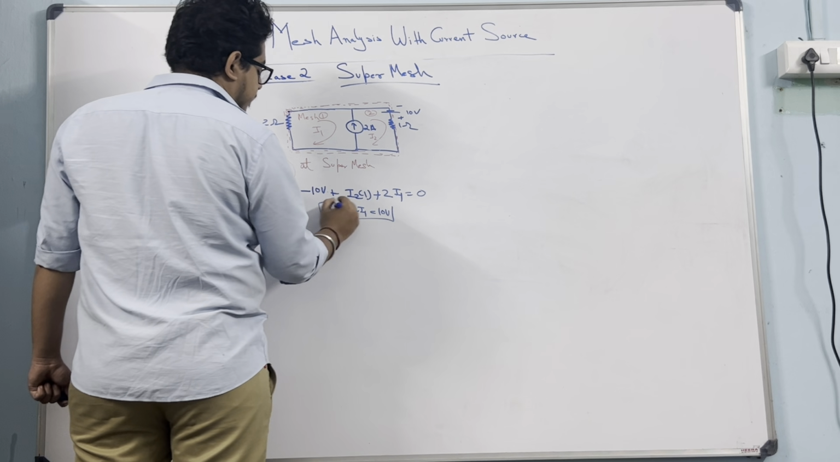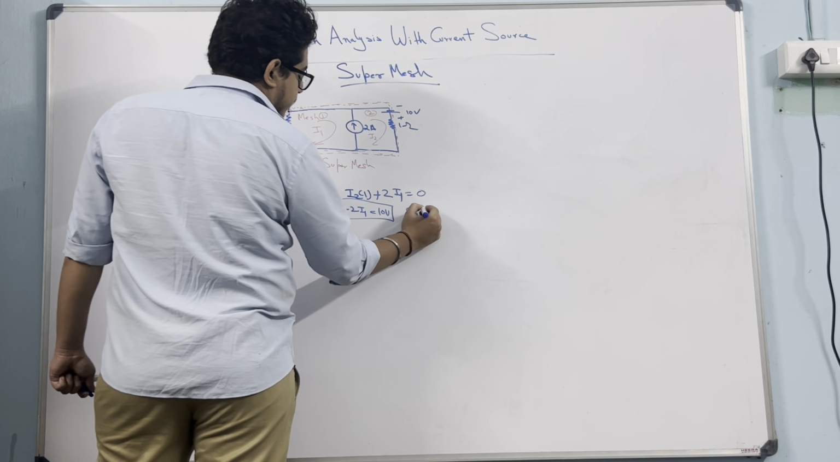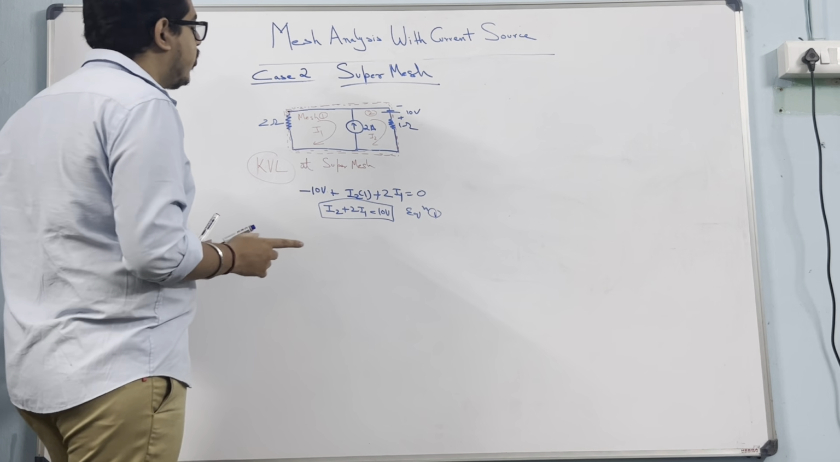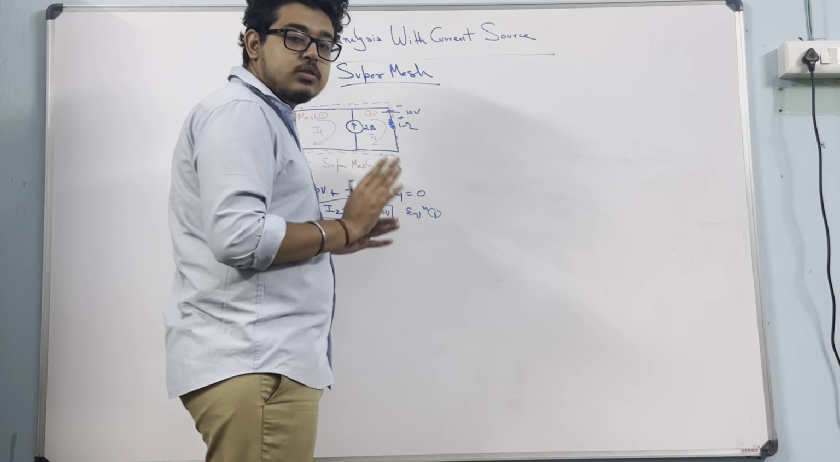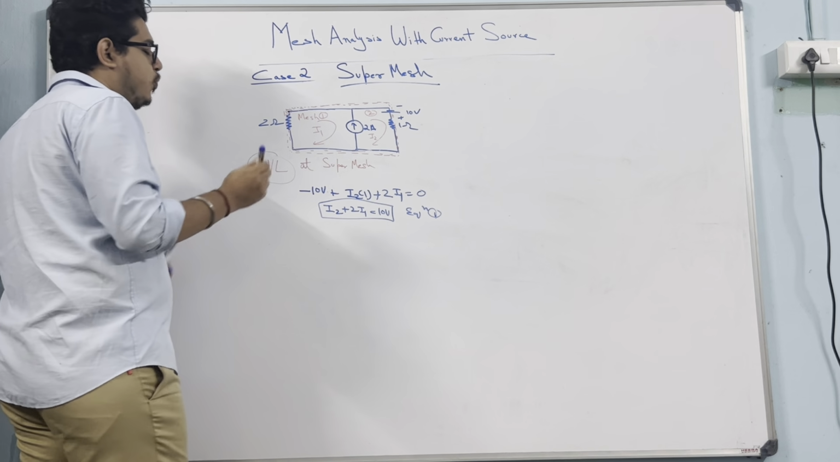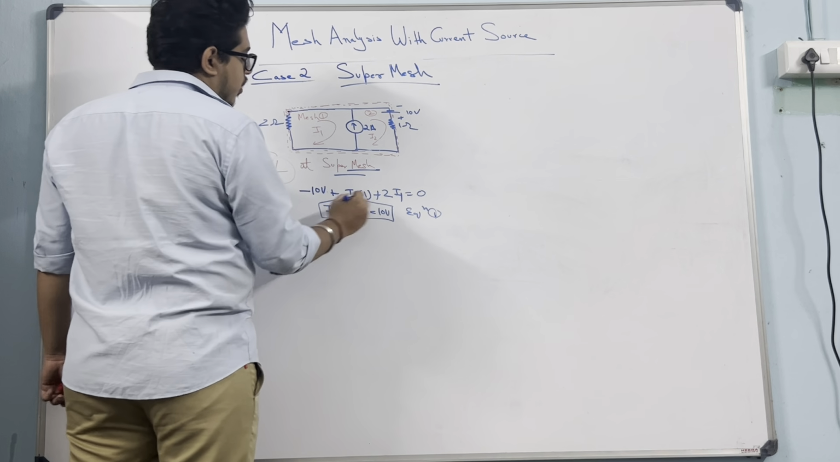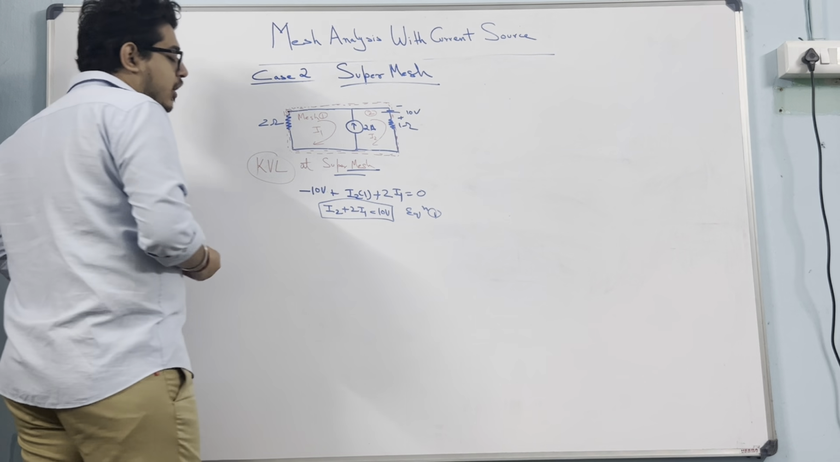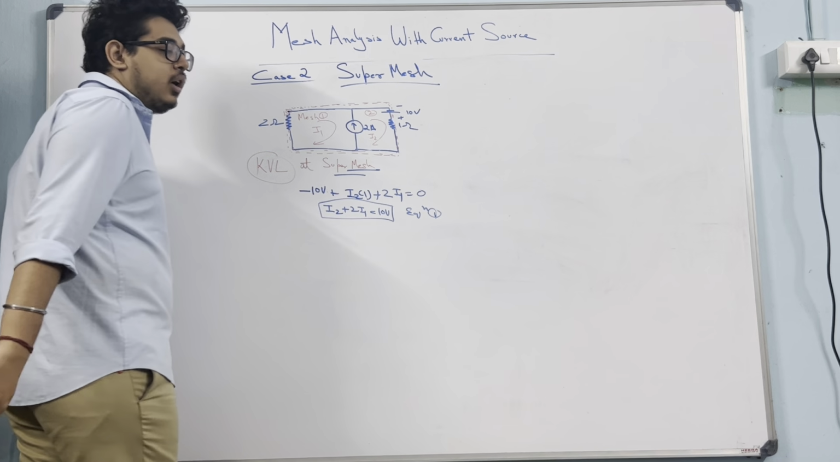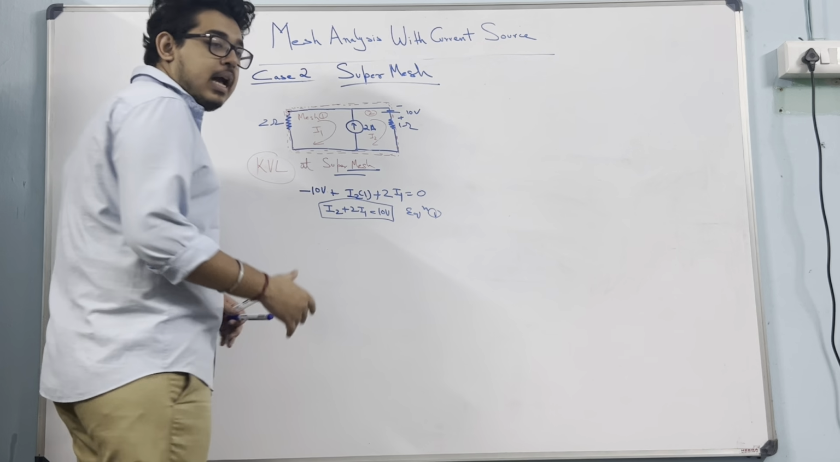So equation 1. But I only got one equation. I only got just one equation in this manner using supermesh. I only got equation 1. But in order to solve an equation which has two variables, I need at least two equations. So how can I write another equation?